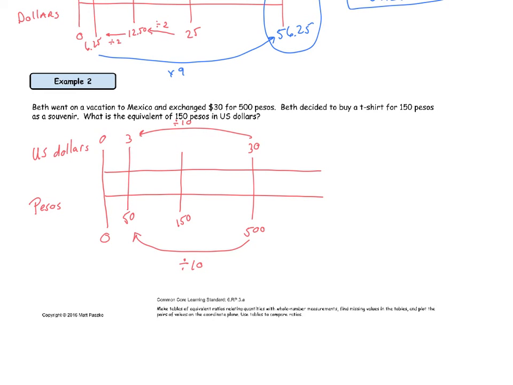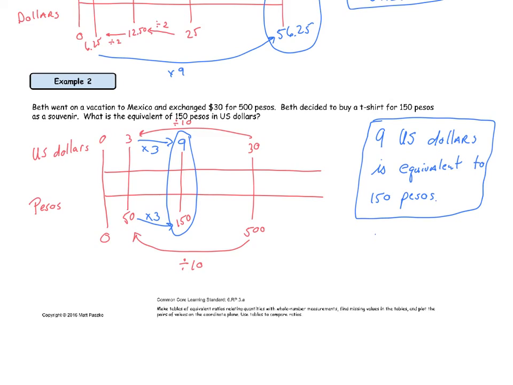In order to reach our solution, I see that 50 times 3 is 150, and in order to make an equivalent ratio with 150 pesos, I have to multiply US dollars by 3. So 3 times 3 is 9. That being said, 9 US dollars is equivalent to 150 pesos.